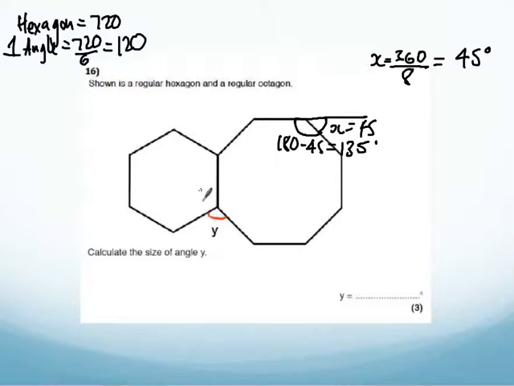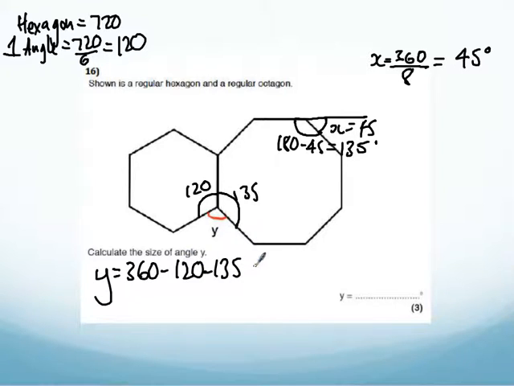Now why have I done all this? Well, I've done all this because I now know that this is 120 degrees. I now know that this is 135 degrees. So given that this is an angle around a point, Y is going to be 360 minus 120 minus 135. So we get an answer of 105 degrees.